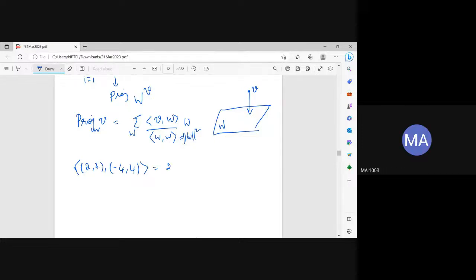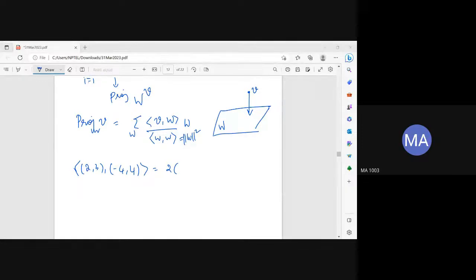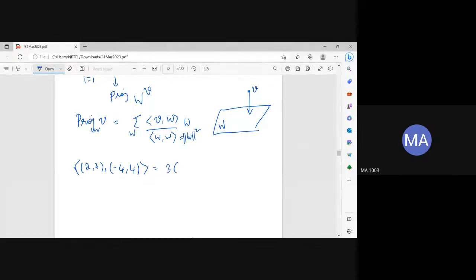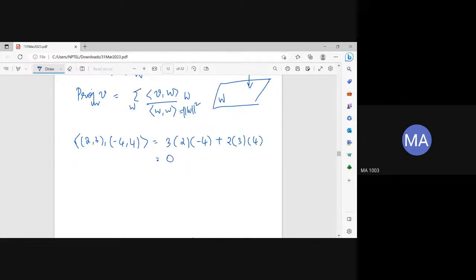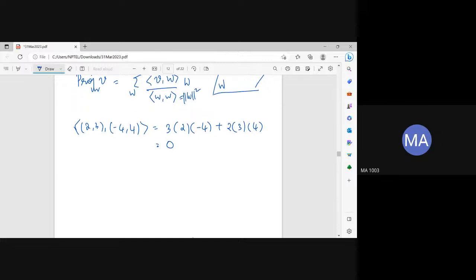Okay, thank you. What is that? Two times three times two with minus four plus two times three with four. 6, 6 is 0, right? So this is orthogonal to each other. To find the norm, (2, 3) with (2, 3) you have to do. That is 3 times 2 with 2 plus 2 times 3 with 3. So this is 12 plus 18, 30. Similarly for the second vector.